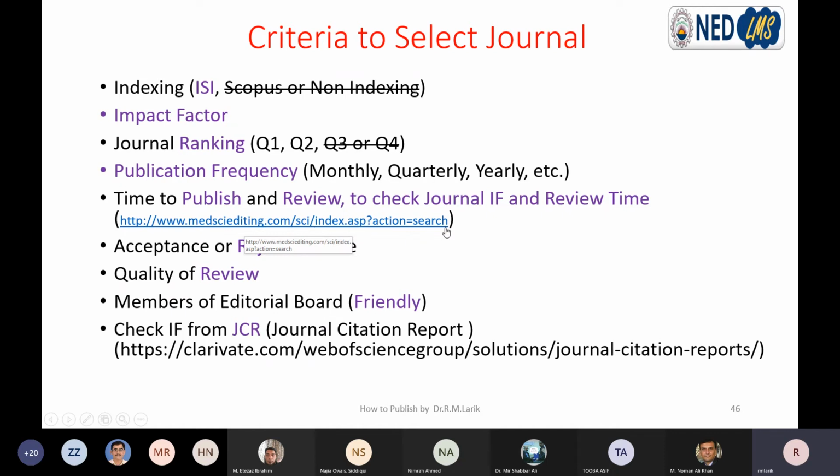on this link, you just need to type the journal title or the journal ISSN number. You will get all the information. The impact factor of that journal is what, and the publication frequency of the journal is what. You get everything, right? The acceptance ratio. You see the acceptance ratio of that journal, right? Members of the editorial team, are they friendly, right? What are their interest areas? So check the impact factor on JCR, Journal Citation Report.